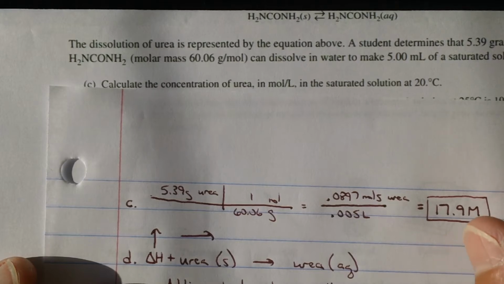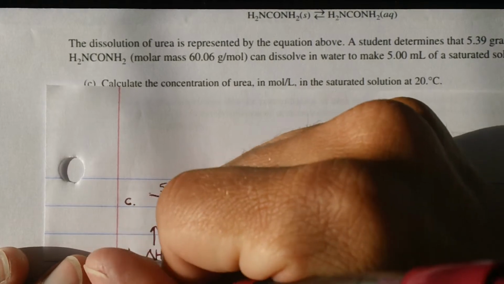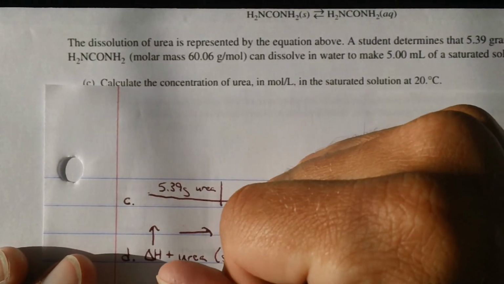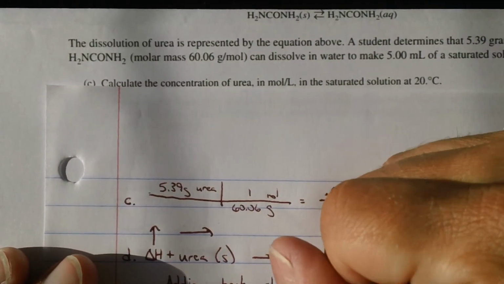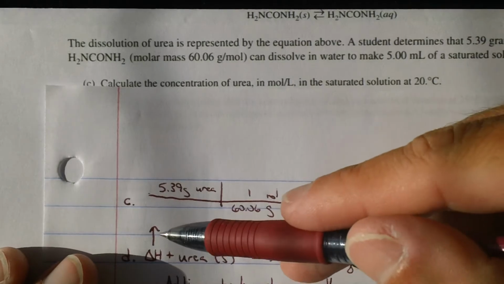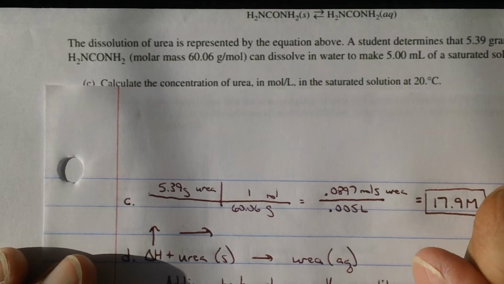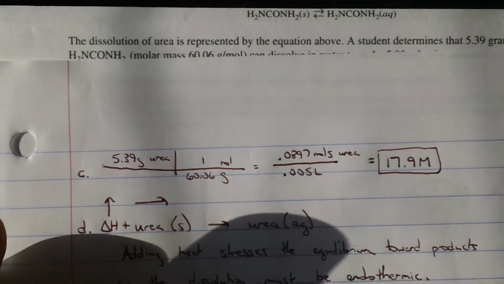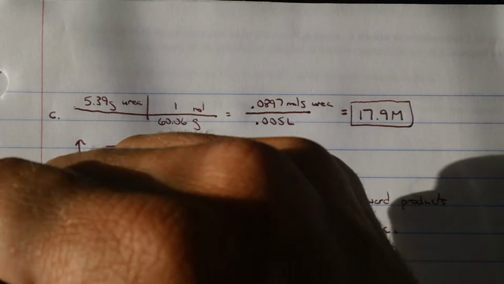Toward products, so the dissolution must be, the heat was on the reactant side, it must be endothermic. Additional heat stresses the equilibrium towards products, so the dissolution must be endothermic. That's it on D. It's 1 point on D.